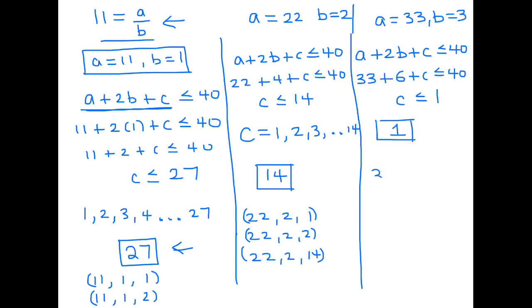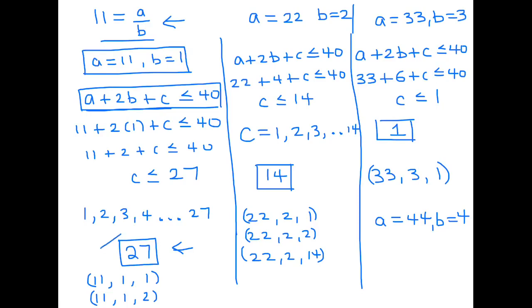So that's just 33, 3, and 1 as the only ordered triple that we can get in this case. And then if you keep going, A equals 44, B equals 4, what you'll notice is that this cannot be true anymore, because you will no longer get a positive value for C. So this is our limit here.